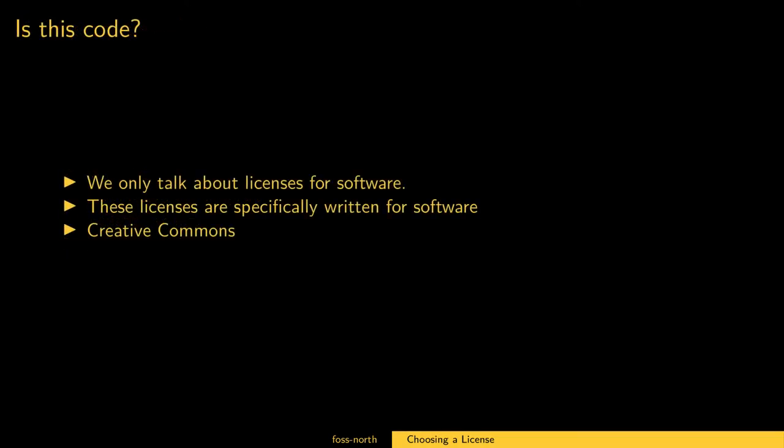So, in this series, we only talk about licenses for software. And a good point to be made here is that these licenses we talk about are specifically written to cover software. So if the stuff you're looking for a license for is not software, then you should not use a software license. It can work anyway, but there are other licenses specifically written for things that are not software. Like comics and books and stuff like that.